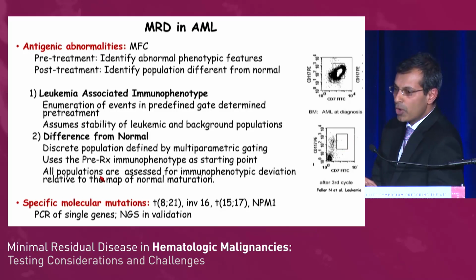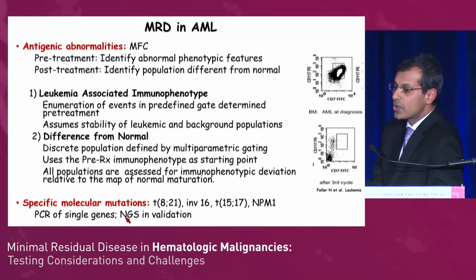But the more important fact is that the leukemic and background populations are actually not stable over time. To overcome that issue, the difference-from-normal methodology is more important, which uses the pre-treatment immunophenotype as a starting point. And it requires considerable expertise of the lab director or the pathologist. There are other ways of detecting MRD, such as specific molecular mutations like the 8;21 translocation, inversion 16, and translocation 15;17 in APL, and NPM1. And PCR of single genes is important in that aspect.